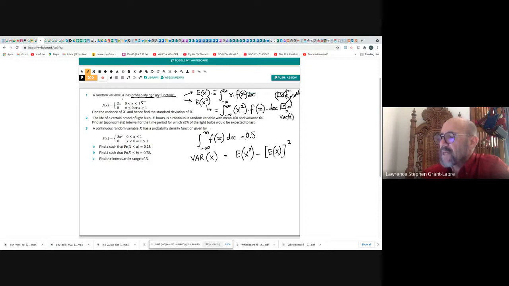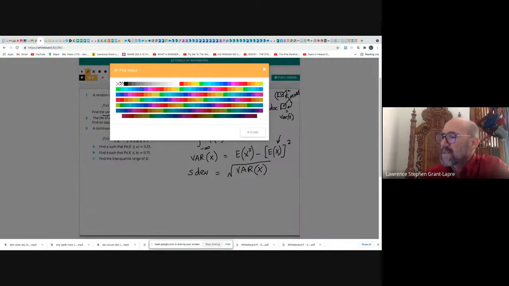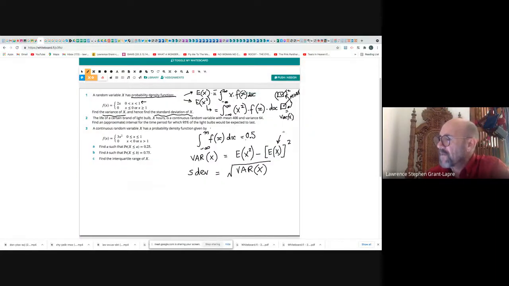A random variable x has a probability density function of this. Find the variance of x, and hence find the standard deviation. For standard deviation, you may recall, you simply get the square root of the variance. All right, so let's first find the expected value of x, and then we'll square that.